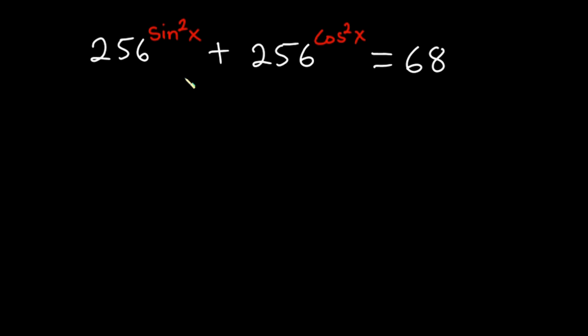Hello everyone, in today's video I'm going to show you the step-by-step procedures on how to solve this interesting problem: 256 to the power sine squared x plus 256 to the power cos squared x is equal to 68, and we have to find the values of x.